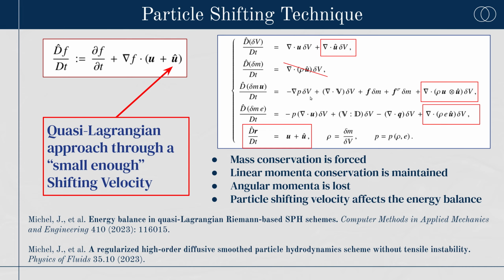Within this framework, it is possible to derive a new SPH scheme in which mass and linear momentum are conserved. However, the conservation of angular momentum is lost, and the energy balance is directly affected by the shifting velocity. In some cases, this additional contribution can even become antidissipative.